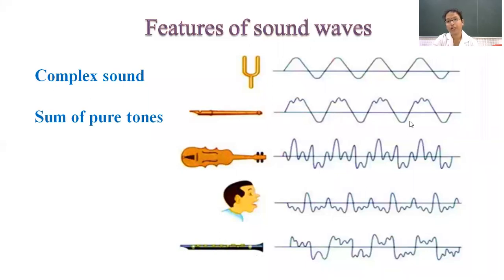But if you look at the arrangement here, they are arranged in an orderly fashion. Similarly for the violin, these are different waves but arranged in an orderly fashion, meaning waves of different frequency and amplitude are arranged in an orderly fashion.